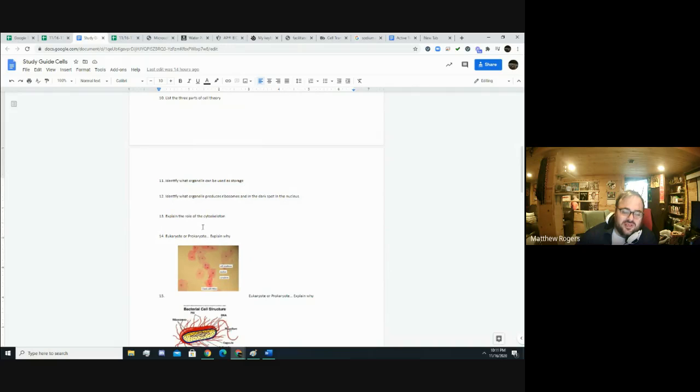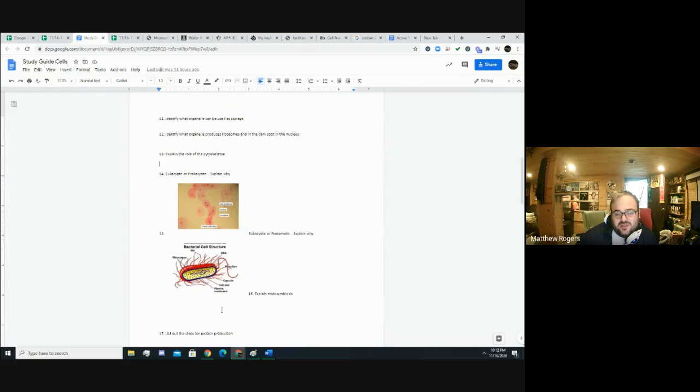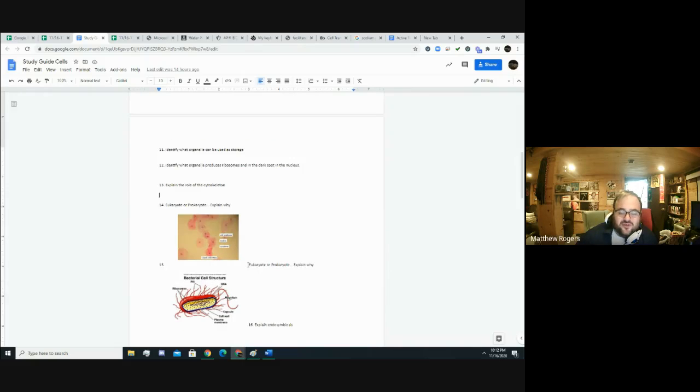Explain the role of the cytoskeleton. The role of cytoskeleton is to help support and give shape and structure to the cell. It can also be used for transport, so things can move on it, kind of like roads. Cytoskeletons can also be used, you can see pictures of it down here. We have cilia. They say pili here, but it's technically cilia, and a flagellum. Those are technically made up of cytoskeleton.